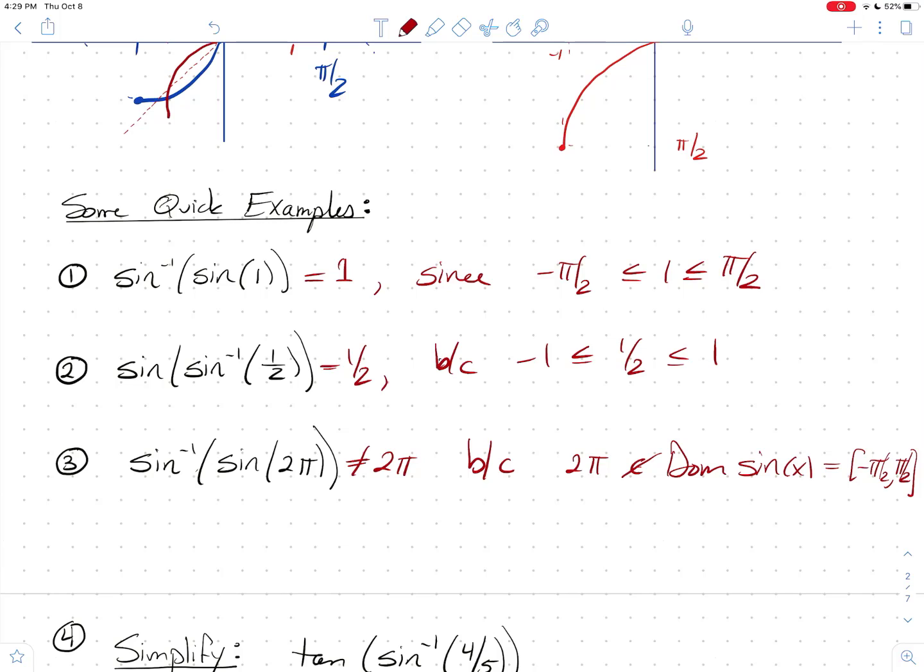Now, there's a trick you can do in this case. You happen to know that the sine of 2 pi is 0, and the sine of 2 pi is exactly the same as the sine of 0. And so this is equal to the inverse sine of the sine of 0, and that is just 0, because 0 is in the domain of the inside function sine of x.